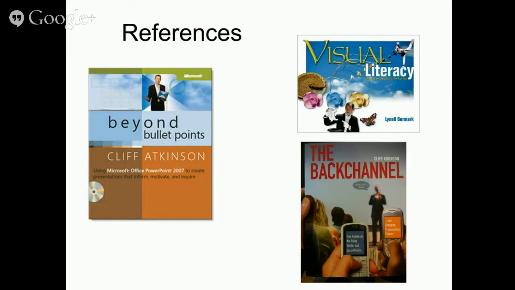And then Lynell Burmark. This is a book on visual literacy and a lot of great concepts in there. One piece of research that showed up in that book came from IBM, or 3M. What they were finding is that reducing the amount of words, the amount of bullet points on a slide, and increasing the visual imagery increased learning 400%. So if you want to jack up learning, take your words off and focus on the imagery.